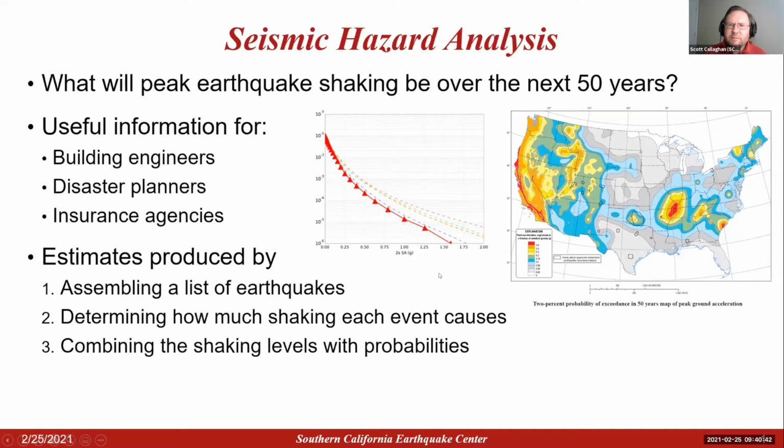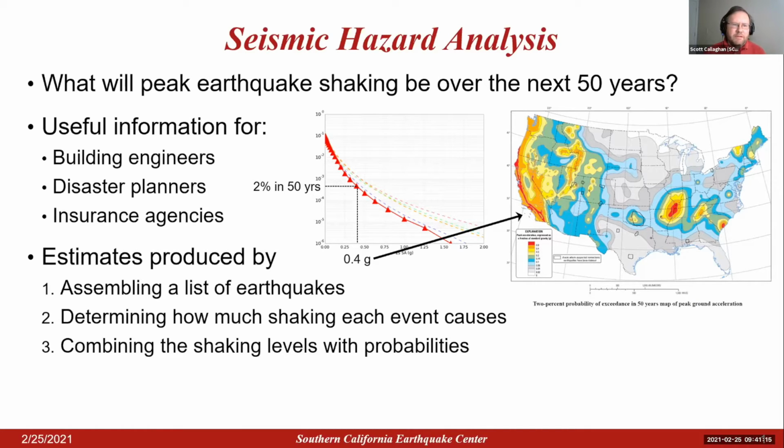And so if you're interested in building this building in LA, you'd look at the 2% in 50-year level, and you'd see that you need to build your building strong enough to withstand 0.4 g of acceleration. You can then also use this curve to fill in a single dot on the map over here. But if you want to generate a hazard map for the entire country, you need to repeat this process over and over for a lot of different locations. The tricky part of this analysis is step number 2 here. If I give you an earthquake, how do you figure out how much shaking it's going to cause for your building or your location of interest?